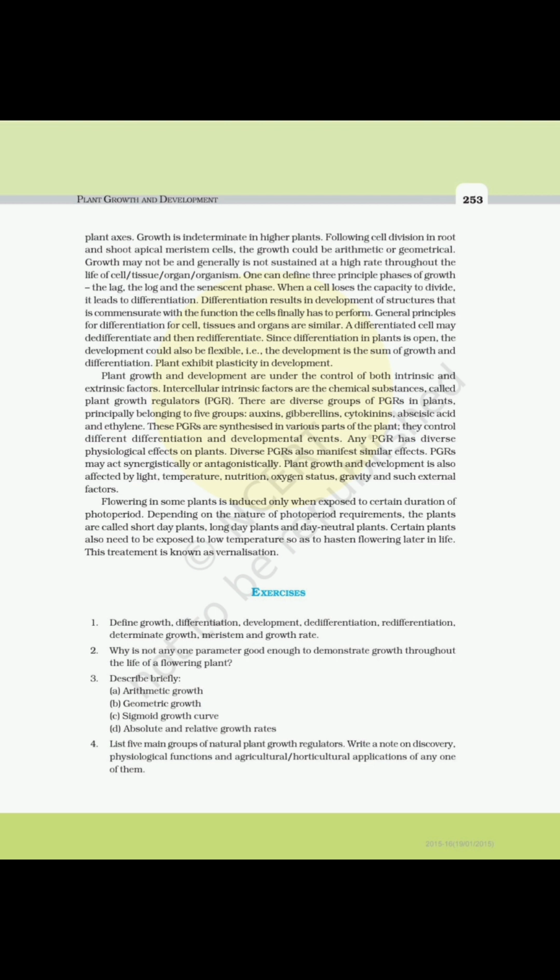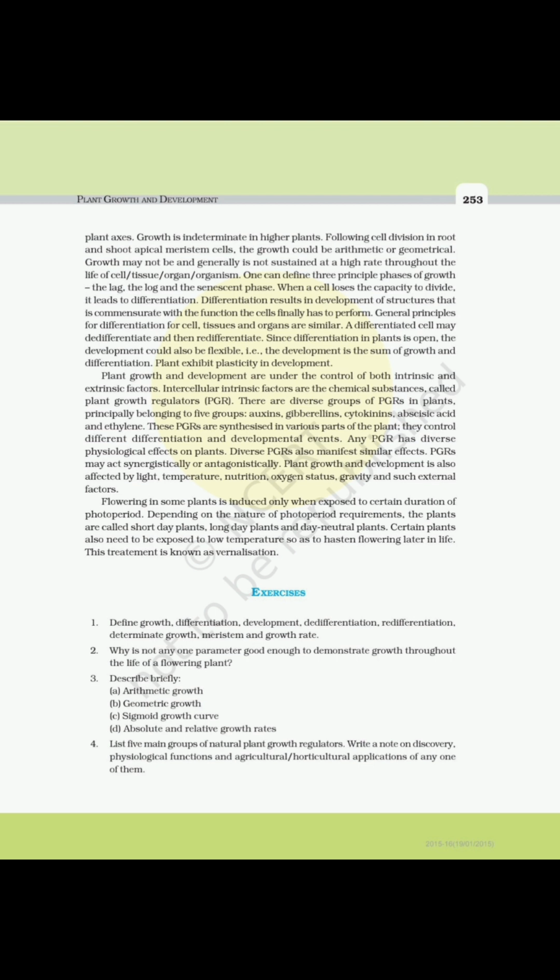A differentiated cell may dedifferentiate and then redifferentiate. Since differentiation in plants is open, the development could also be flexible, i.e., the development is the sum of growth and differentiation. Plants exhibit plasticity in development. Plant growth and development are under the control of both intrinsic and extrinsic factors. Intercellular intrinsic factors are the chemical substances called plant growth regulators (PGR). There are diverse groups of PGRs in plants, principally belonging to 5 groups: auxins, gibberellins, cytokinins, abscisic acid, and ethylene.